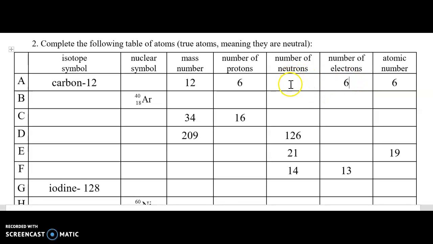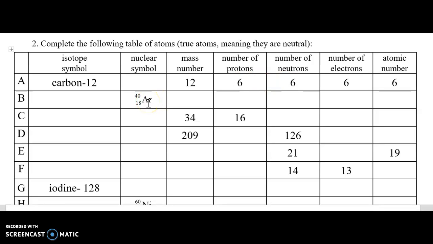Okay? And the only thing that would be missing now would be the number of neutrons. And remember that the mass number is protons plus neutrons. So this column plus this column has to equal this column. So the missing number is obviously 6 there. So that's your first line.